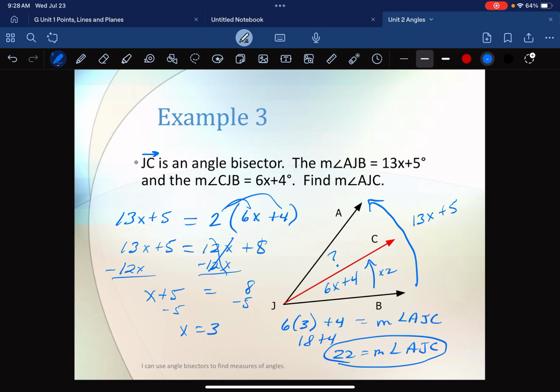And what if I ask for CJB? Well, it's also 22. What if I ask for AJB, the large angle? Well, that would be 44. You could even plug 3 back in there and see how that works out. Look at this. So if I put 3 in there for x, I get 39 plus 5, and that's 44. A half's 22, so I know I've done my math right there.